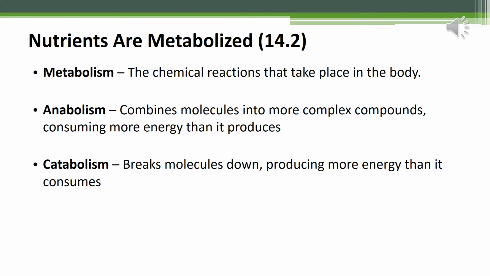Section 14.2, nutrients are metabolized, or at least macronutrients are. Metabolism is the summation of all the chemical reactions which take place in the body, and it consists of two components: anabolism and catabolism. In anabolism, we combine small molecules into more complex compounds, which consumes more energy than it produces, because we're trying to make complex compounds here, not break them down. And catabolism is the opposite, because here we break molecules down, which produces more energy than it consumes.